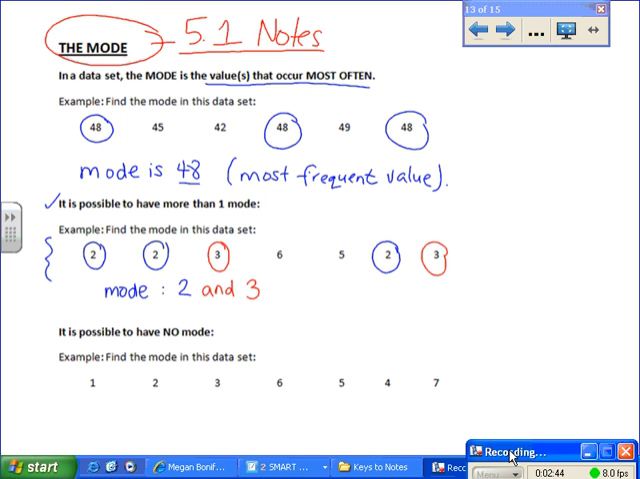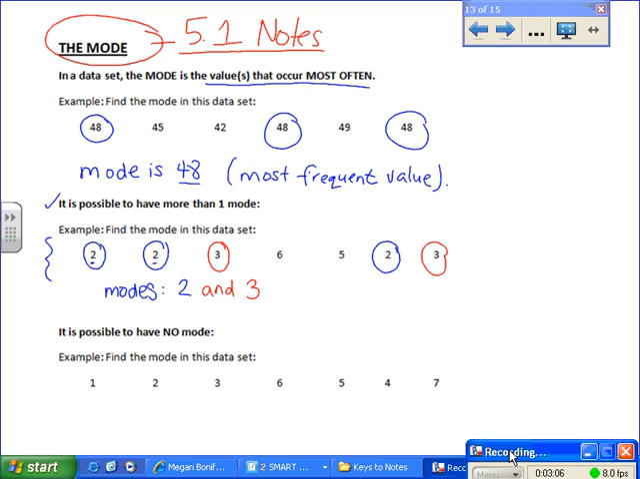Really simply then, your modes are just the values that you see appearing frequently. So the modes would be 2 and 3 in this question. It doesn't matter that 2 appears once more compared to the value 3. They're both frequent values, so we can say they're both modes.